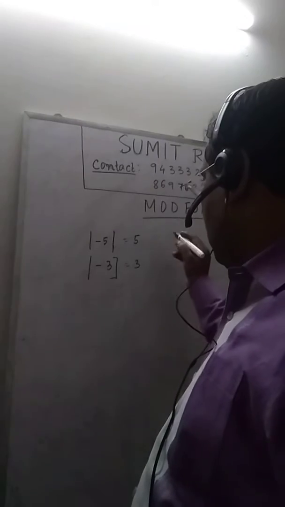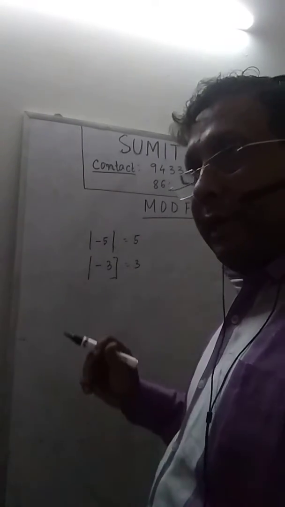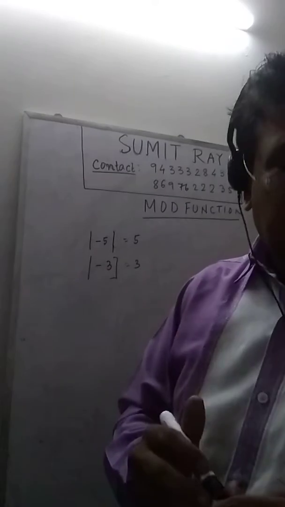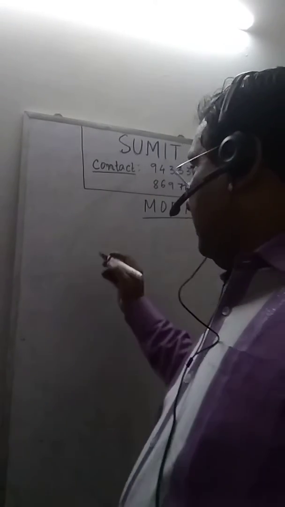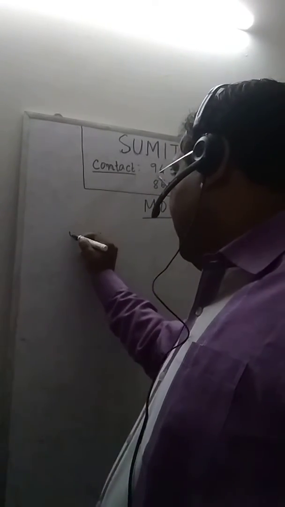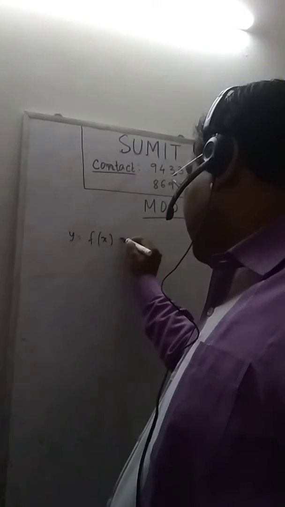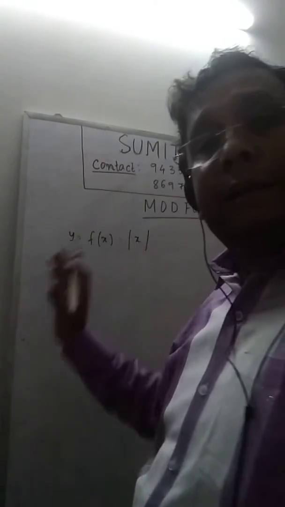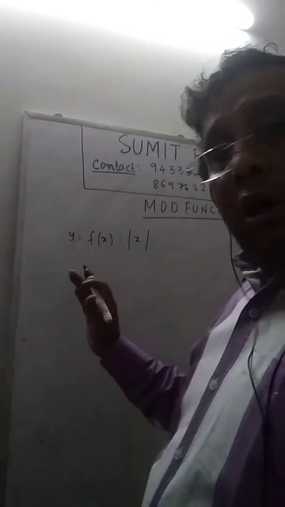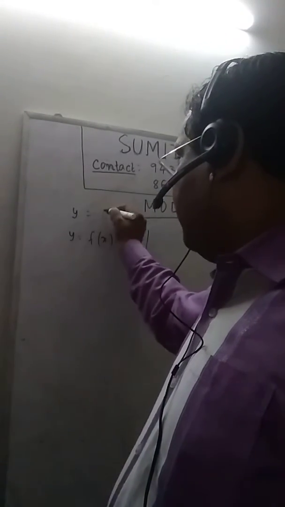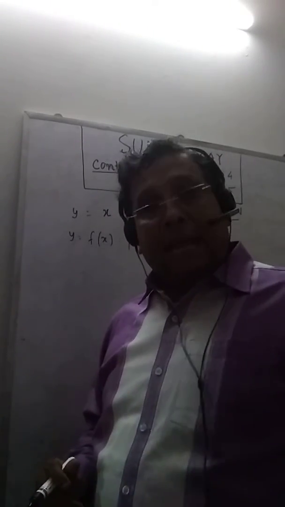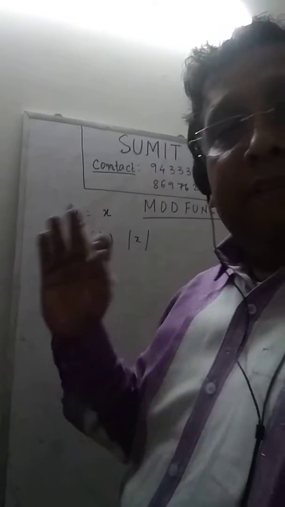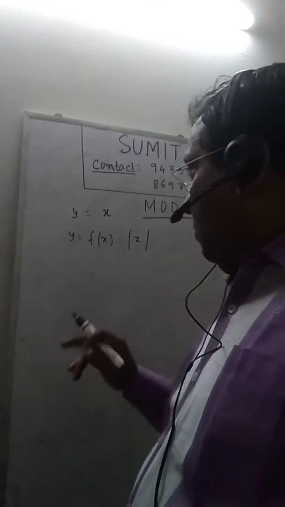So our objective today is, if we take a mod function and write f of x is equal to mod x, what does it mean? All of us know that if I write y is equal to x, this is also called a 45-degree line. Let us understand this first graphically. y is equal to x.